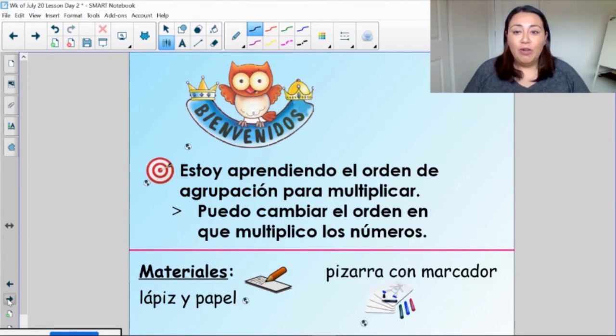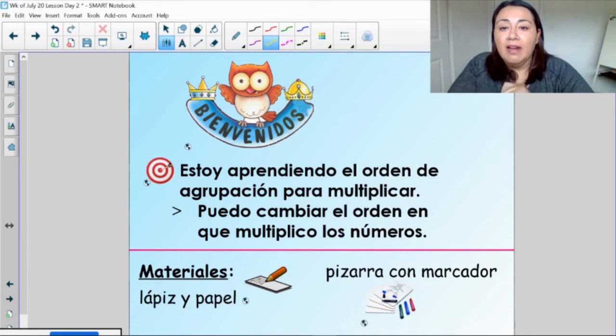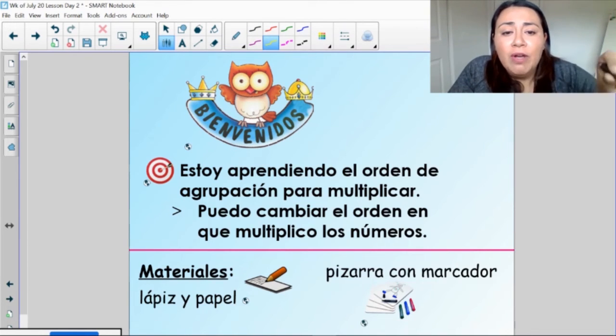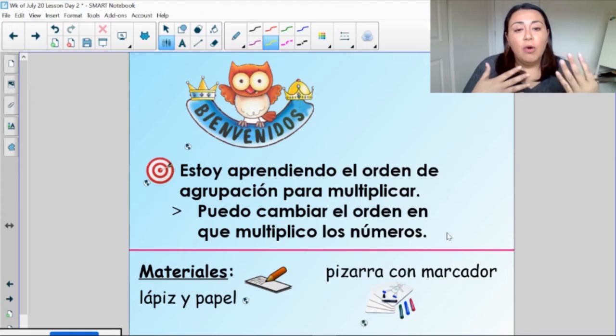Estoy aprendiendo el orden de agrupación para multiplicar. Puedo cambiar el orden en que multiplico los números. Ahora, ayer nos especificamos especialmente en 2 factores y cambiarlos. Hoy vamos a explorar eso un poquito más a fondo.